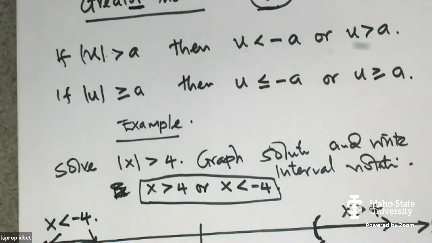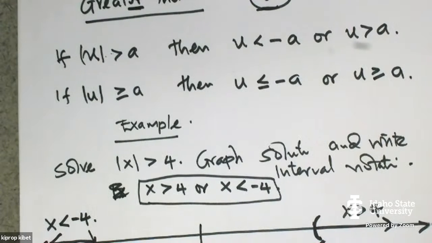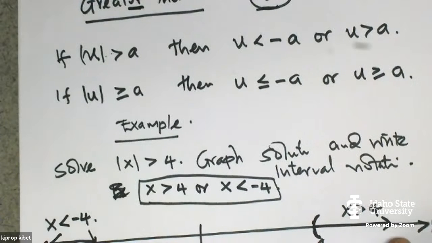So what is our interval notation? In parentheses, negative infinity, comma, negative 4, parentheses, then union, and then this side, right? Then brackets for parentheses, sorry, and then what? 4 comma infinity. Okay. So we are connected.